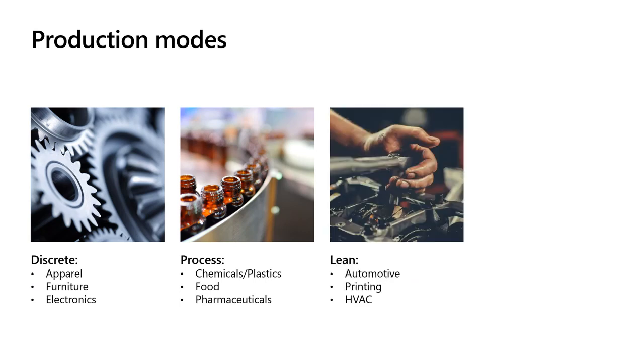Next, we have lean production, which is less about the specific kind of item you produce and more about the methodology of your item. Lean is an industry standard set of practices which are designed to maximize productivity and minimize the waste in your production process. It's often used in repetitive production processes, and it's really focused on identifying the value in your process. It originated in the automotive industry and is also commonly used in printing and HVAC.